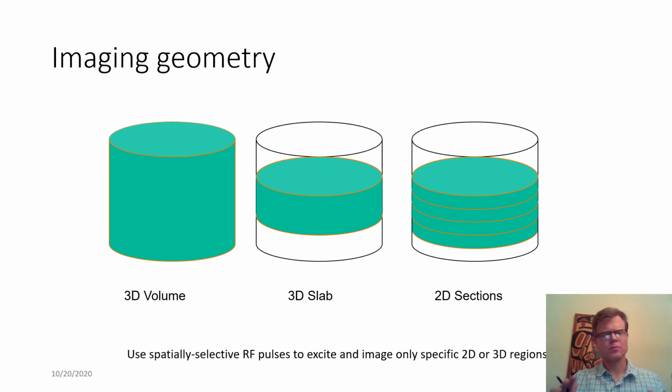To start, I just want to set the stage of we often have different types of imaging geometry, what we refer to as a volume, where we're just going to image basically everything that's within the RF coil. Then we're going to have a 3D slab, where we're going to use RF pulse to only create some transverse magnetization in some 3D region. We're going to do 3D imaging within that. A topic we'll get more into a little bit later, or 2D sections or 2D slices. We're going to excite a single slice at a time.